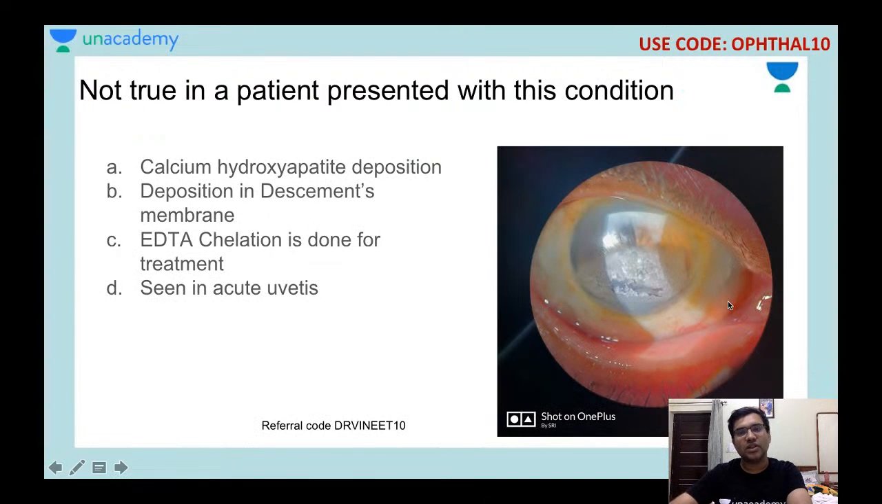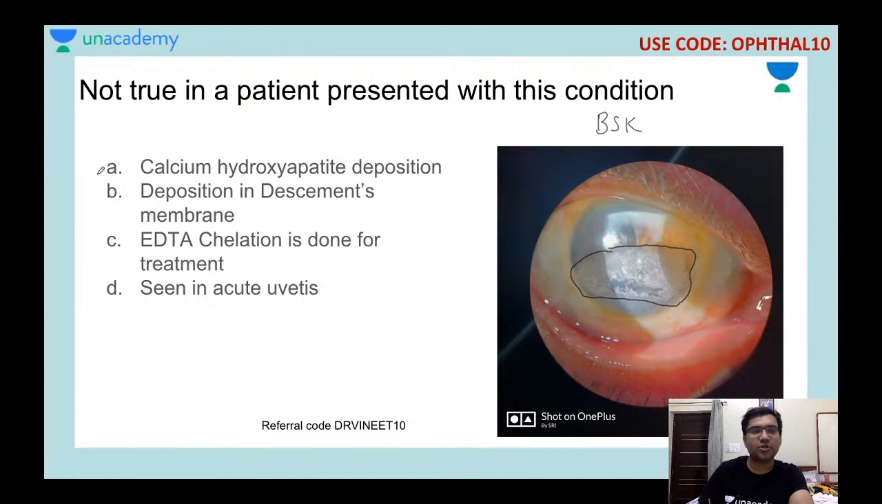Okay, chalo. Let's move to our next question. Not true in a patient presenting with this condition. Your options are calcium hydroxyapatite deposition, deposition in Descemet's membrane, EDTA chelation is done for treatment, seen in acute uveitis. So tell me, what is the diagnosis of this patient? You can see that there is a band-shaped opacity at the level of the cornea, a whitish band-shaped opacity. So what is this patient suffering from? This patient is basically suffering from band-shaped keratopathy.